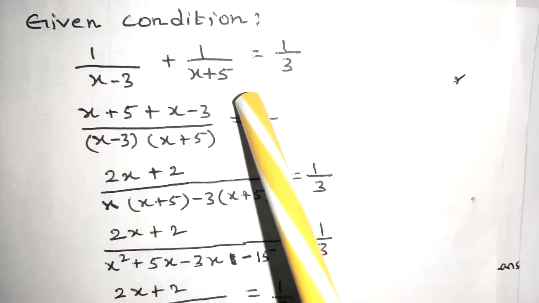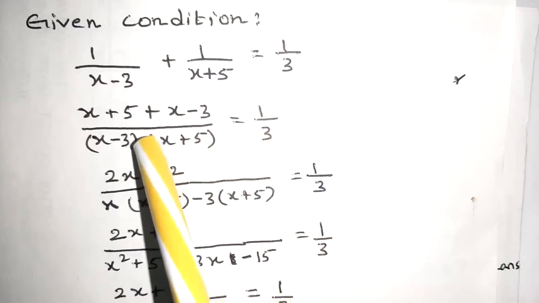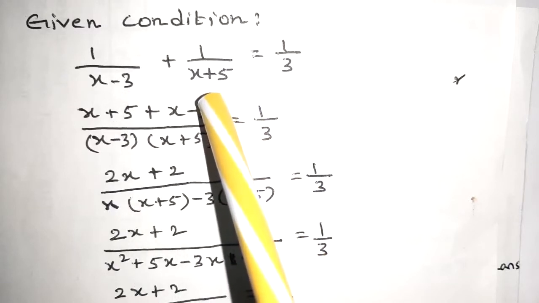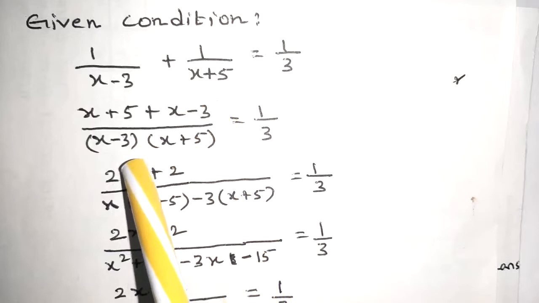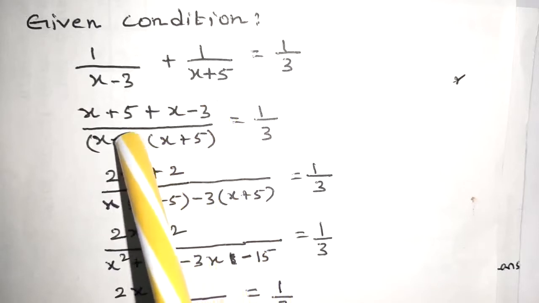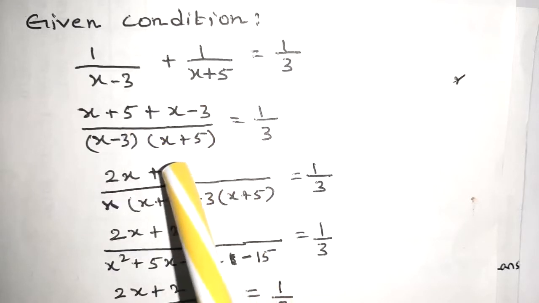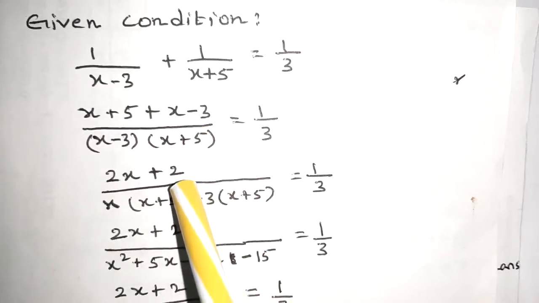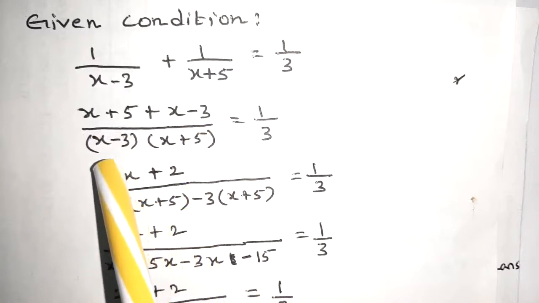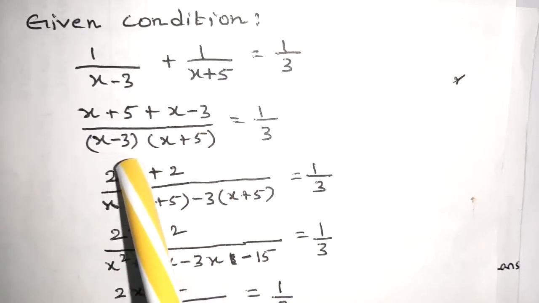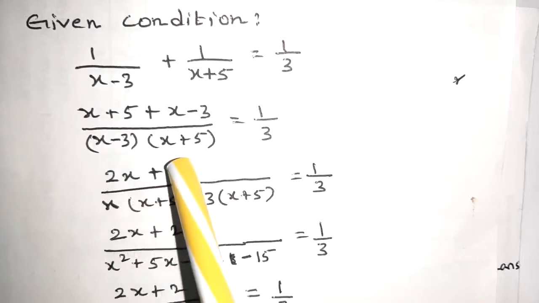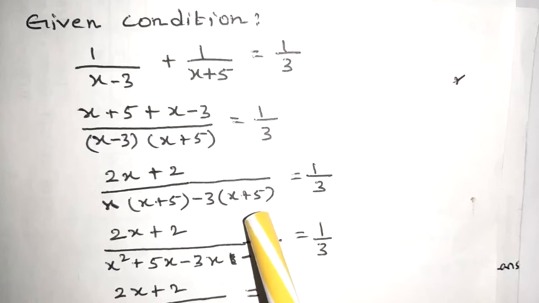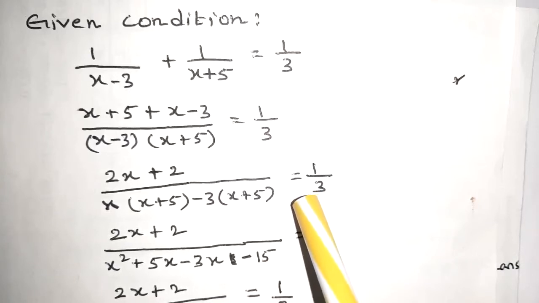We noted down this condition and taking x minus 3 and x plus 5, the LCM becomes x minus 3 multiplied by x plus 5, and we get this. Adding x plus x, we get 2x. 5 minus 3 is 2. And we multiply by x. x plus 5 minus 3 multiplied by x plus 5 equal to 1/3.